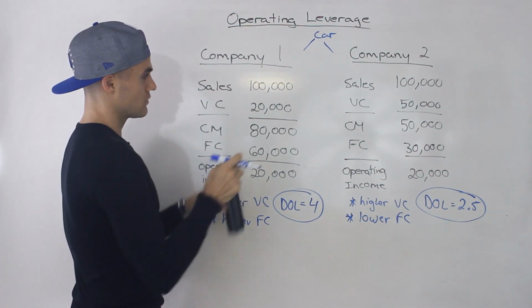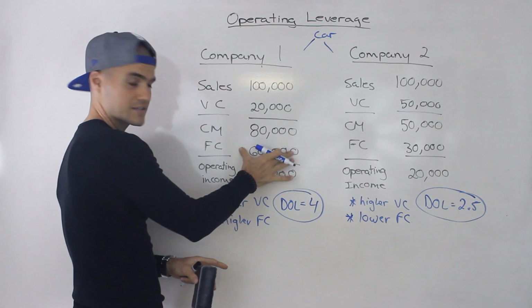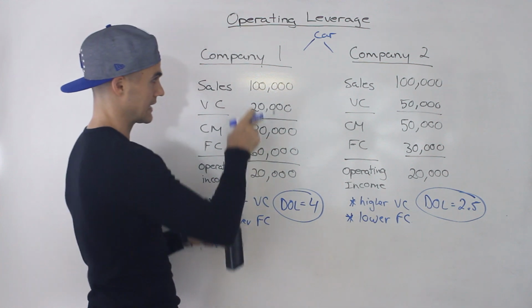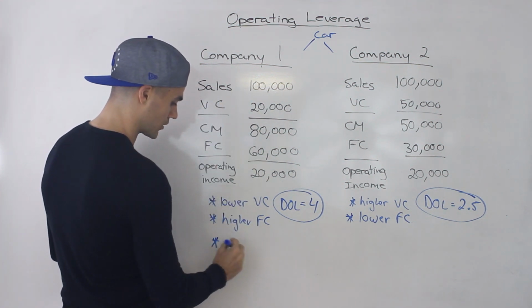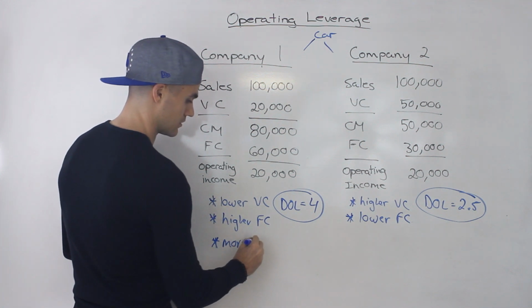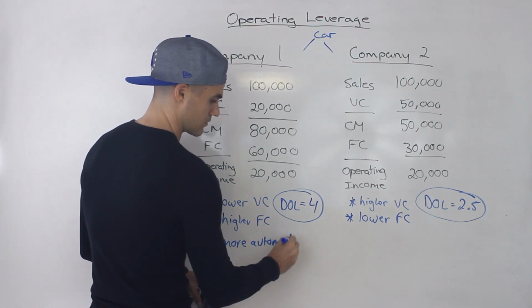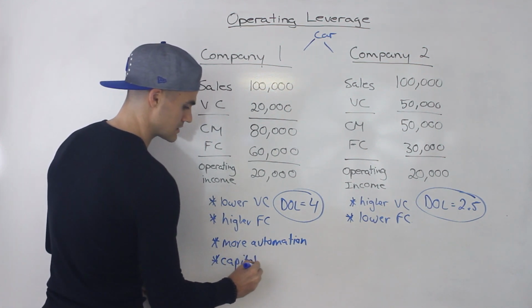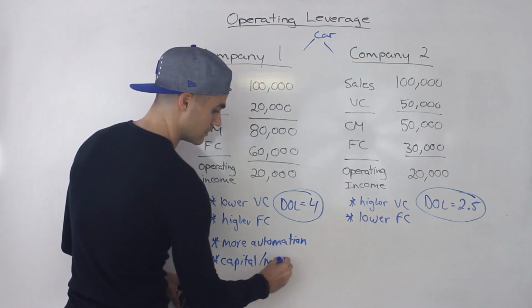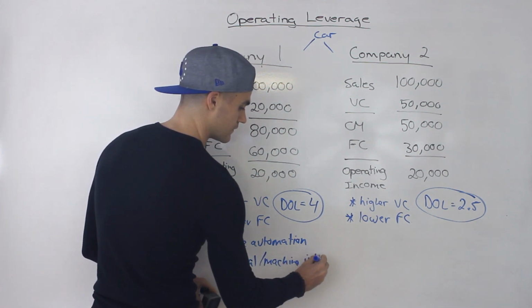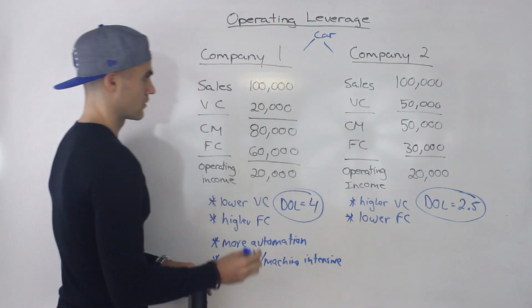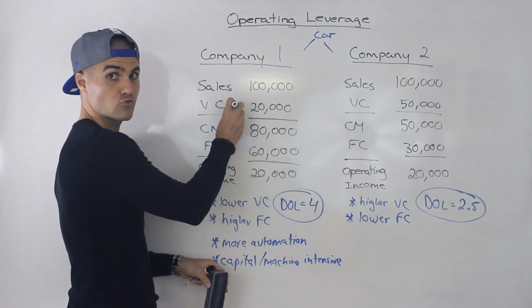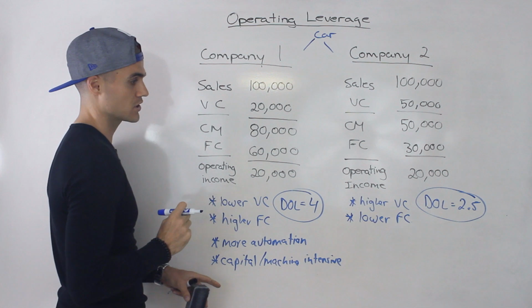If you have a car manufacturer that has lower variable costs and higher fixed costs, what that means is that there's going to be more machines in this company. There's going to be more automation. Right? Another thing you may see mentioned is that this company is going to be more capital or machine intensive. Right? So there's going to be less people working there. There's going to be more machines there. So less direct labor, right? So the variable costs are going to be lower.